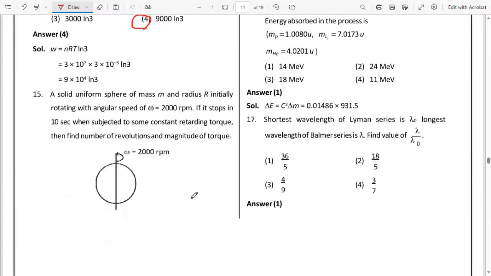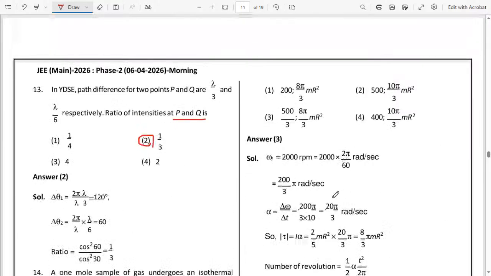Next, question number 15. A solid uniform sphere of mass m and radius R are initially rotating with angular speed of 2000 rotations per minute. If it stops in 10 seconds when subjected to some constant retarding torque, then find number of revolutions and magnitude of torque. Question number 15. Answer 3. That is option 3 is correct option, students.